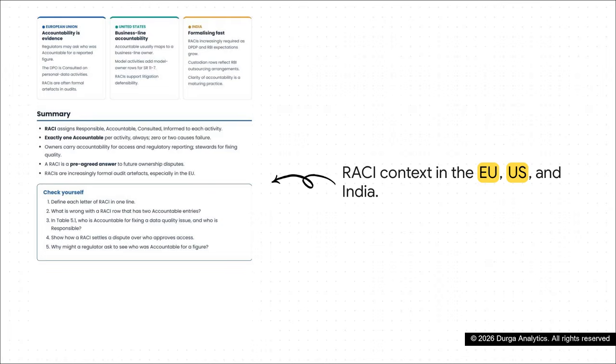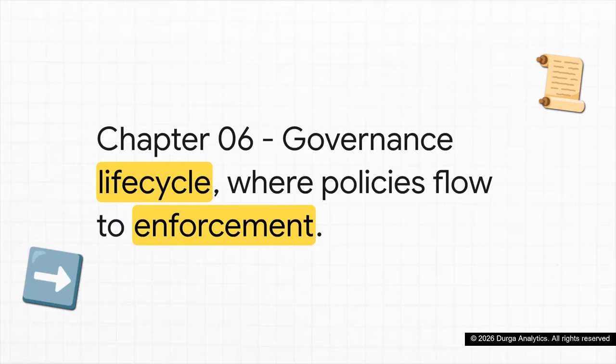And in India, with the growing expectations of the RBI and the new DPDP data protection laws, formalizing RACIs is rapidly becoming a non-negotiable practice, especially for clarifying those IT custodian roles when dealing with outsourcing. To wrap this all up, just remember that a RACI matrix is what breathes life into your operating model. It assigns those R's, A's, C's, and I's. It strictly enforces that one accountable rule, and it gives you that pre-agreed answer to future disputes.